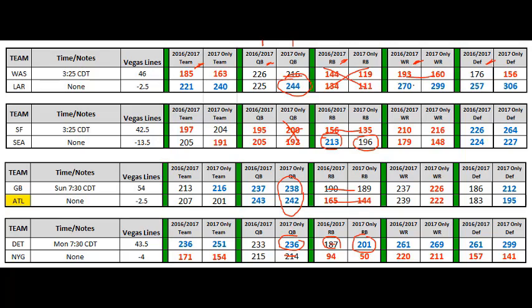Again, red, not interested. Here's some really high. I mean, 299 and 270, 299 for 2017. So the LA Rams look pretty good for wide receivers and tight ends. Again, not interested here. We just skip right over the red stuff. We don't need to deal with it.